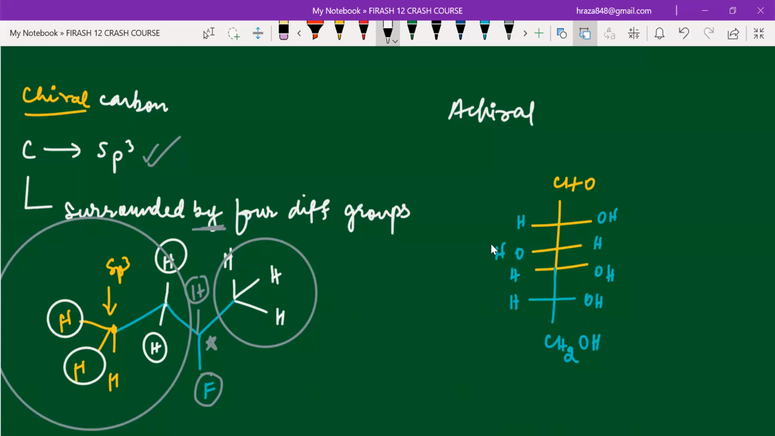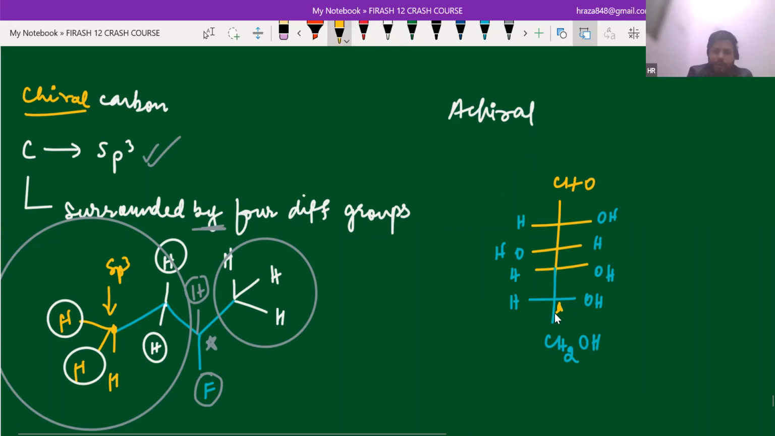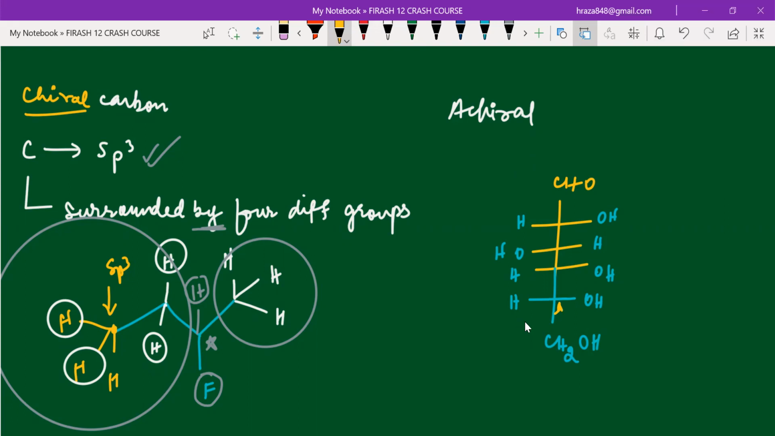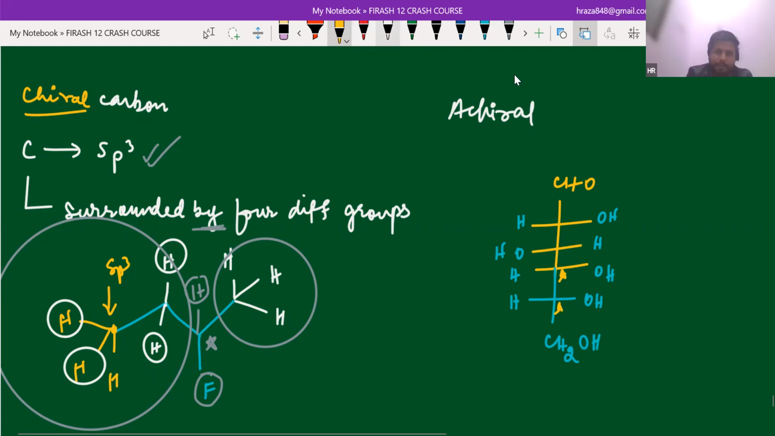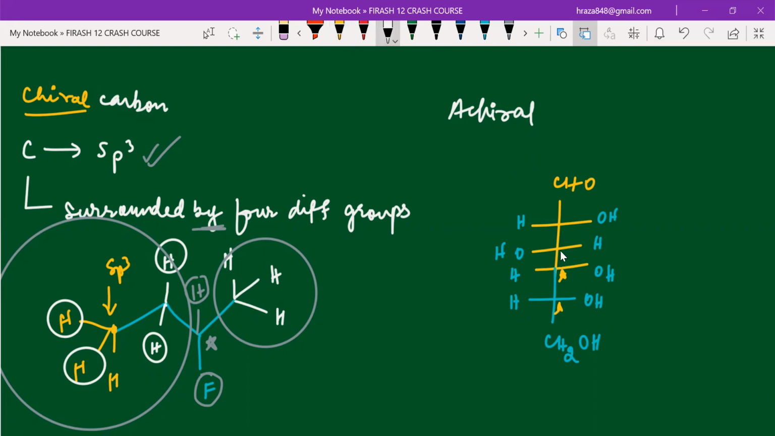From down, the first one, that's the one. This is your chiral. Next. The next one is also chiral. Next. Next one also should be chiral. It is chiral. This is also, yeah, chiral. The last one also, is it chiral?